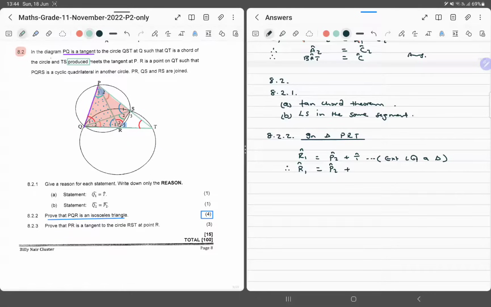plus, maybe let's do something fancy. Let's do a fancy gymnastic here. It's going to be great. Instead of P2, we've already proven above, we're given pieces of information. We can use those. Instead of P2, we write Q2 plus, instead of T, we can write angle Q1. Right. Why are we doing that? It's because we know that P2 is equal to Q2.